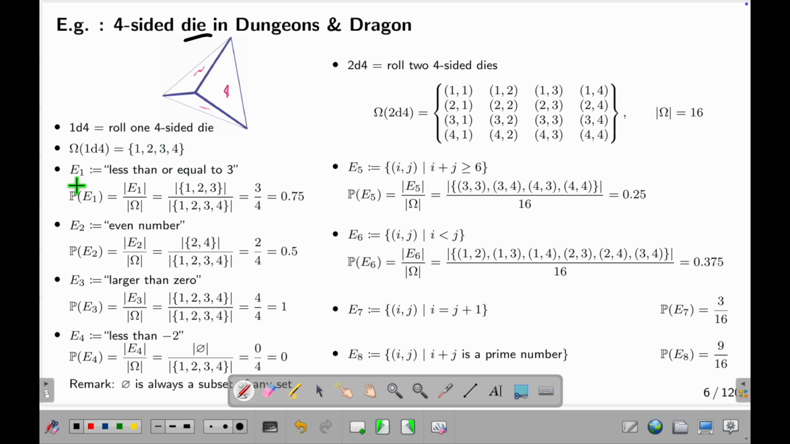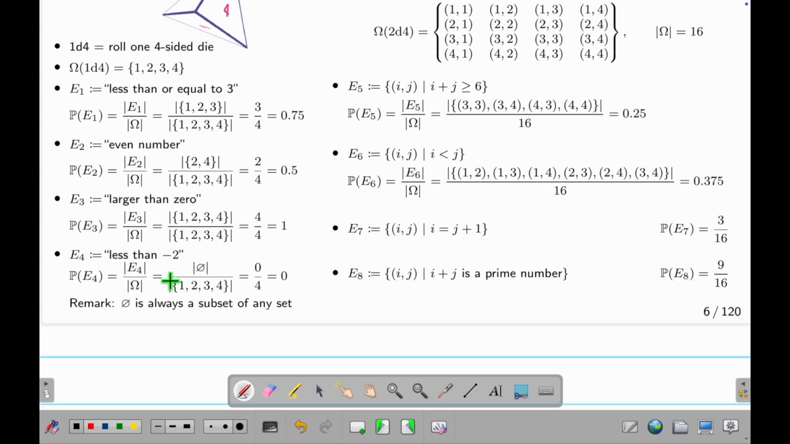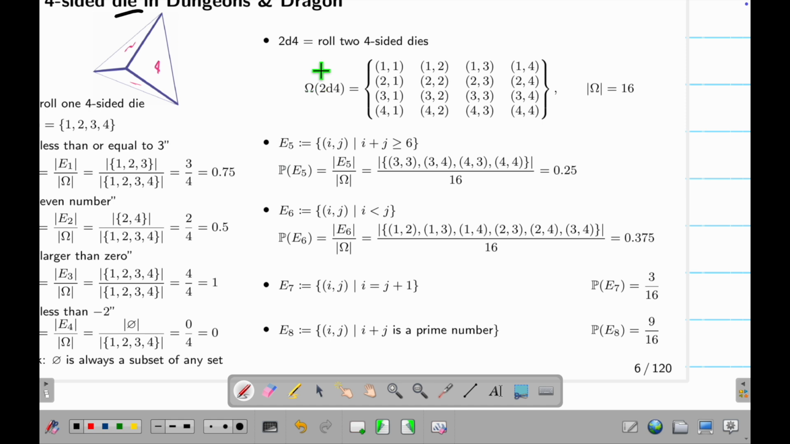Okay. And then if my event, I call E1, is less than or equal to 3, that means it's 1, 2, 3. Then what's the probability? How big is this event and how big is my sample space? Well, easy, right? Just 0.75. And then if my event is an even number, then 2, 4. Yeah. And then the size of this set is 2. 2 divided by 4, half. Yeah. And then if my event is larger than 0, well, all the numbers here are larger than 0. So, of course, the probability is 1. And then if my event is less than -2, none of the numbers is negative, so empty set, so 0.